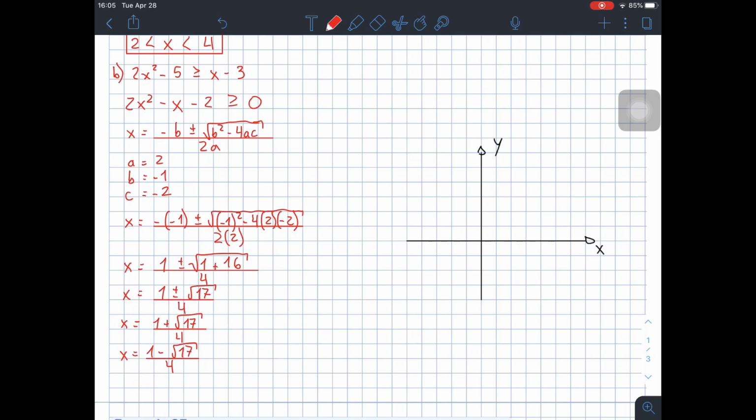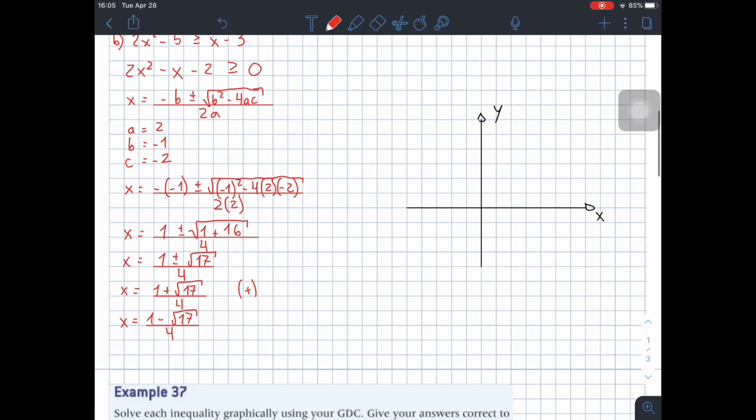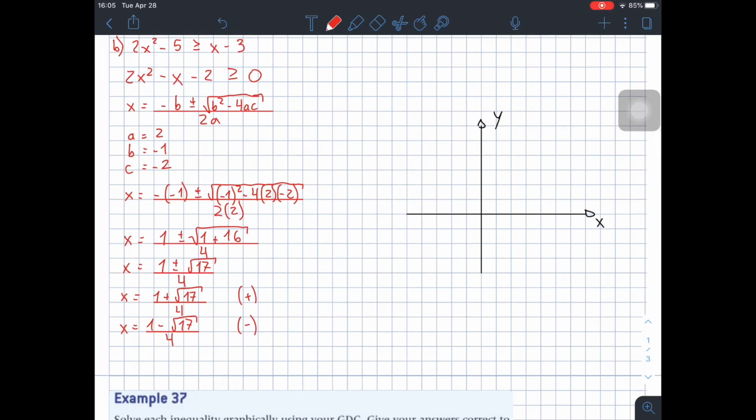I'm not actually sure, let me think. The square root of 17 should be 4 point something, right? Because 4 times 4 is 16. So when it's 1 plus 4 point something, this is a positive value, right? But in this case, 1 minus 4 point something will give me a negative number. I don't know exactly how much, but this is just for the sketch. So the first value, which is positive, would be somewhere maybe around here. I'm just guessing, okay?